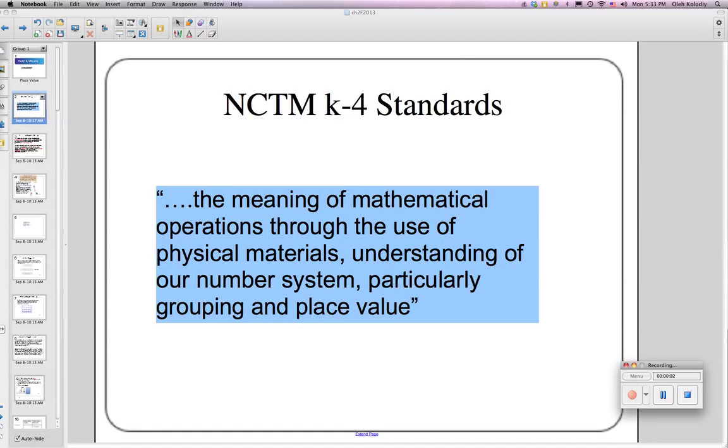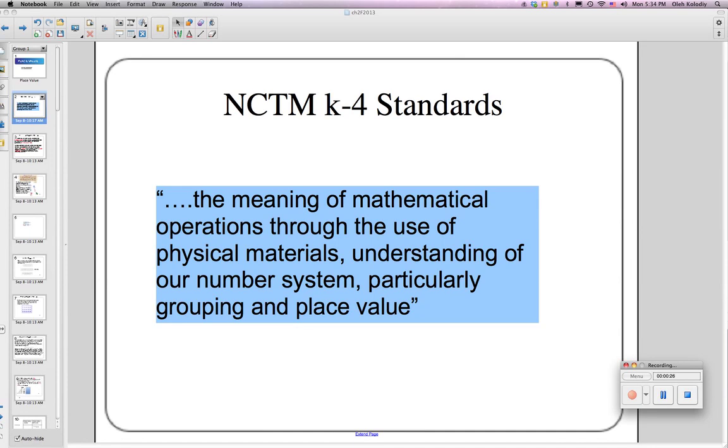In this chapter, we're going to look at how our number system works. We have what's called the place value number system. How does it work? And we're going to look at the National Council of Teachers of Mathematics standards about how to teach things like this.